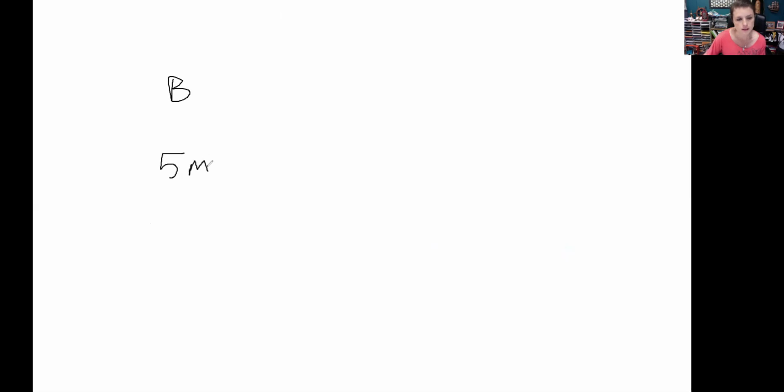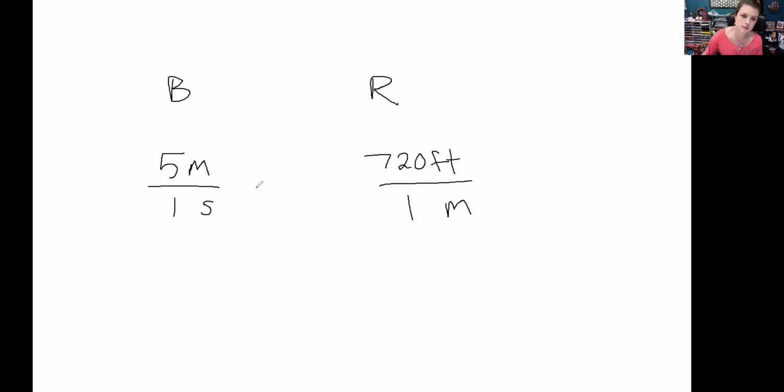So 5 meters, I'm sorry, 5 meters per 1 second. And then your red is going 720 feet per minute. So notice that both measurements, the distance and the time, need to be converted because one is in seconds, one's in minutes, one's in meters, one's in feet.